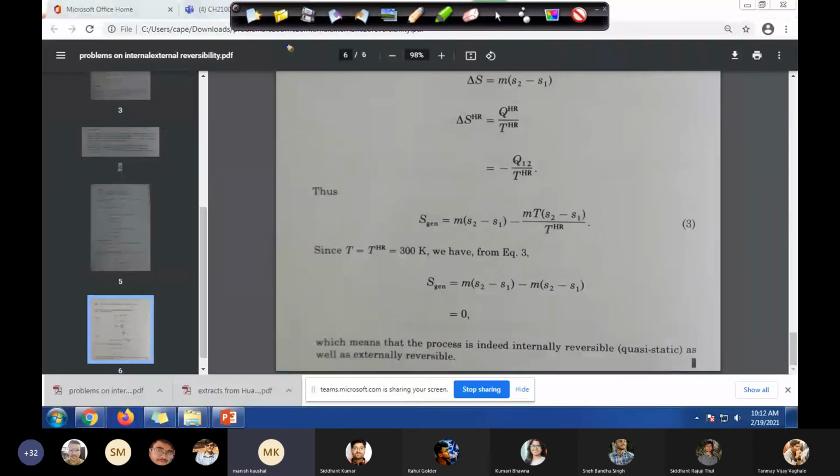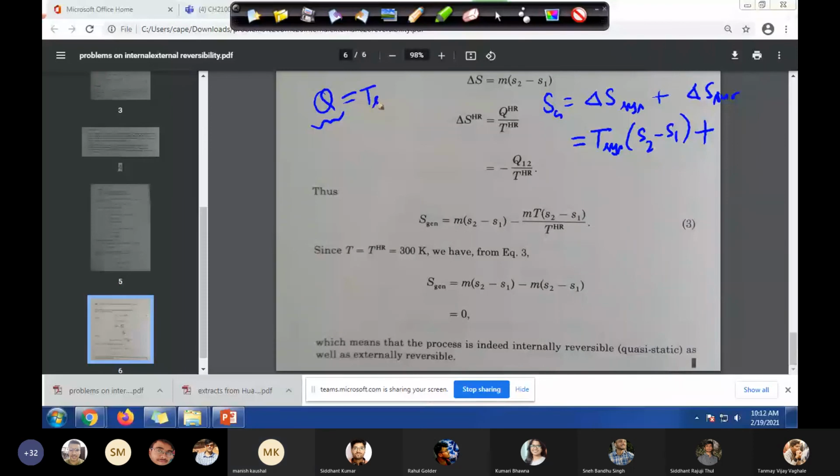In general, you can also show it without using numbers. Very easy. It's not very difficult. Let's say SG is equal to delta S system plus delta S surrounding. Let's say the heat amount is Q. Delta S system, since it is a reversible process, I can always write T system into S2 minus S1. So now you see, we know Q is T system S2 minus S1.